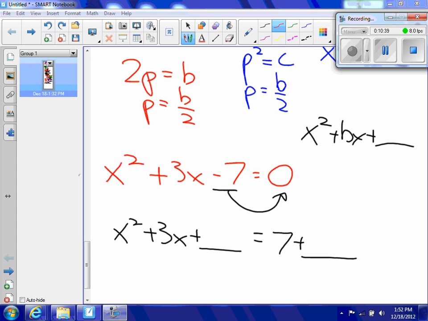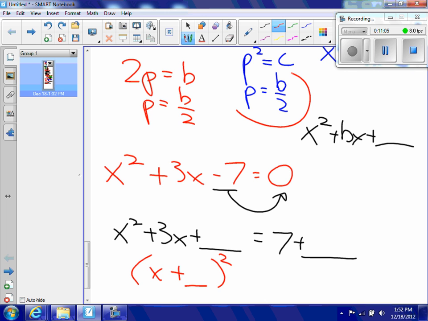Well, we've just determined that whatever this is going to turn into in some kind of a binomial squared, we know we're going to have an x here to cover our x squared, but we don't know what this number here is going to be yet. Well, but we have some clues. We called it p above, but we know that p is equal to b divided by 2, and that c is equal to p squared.